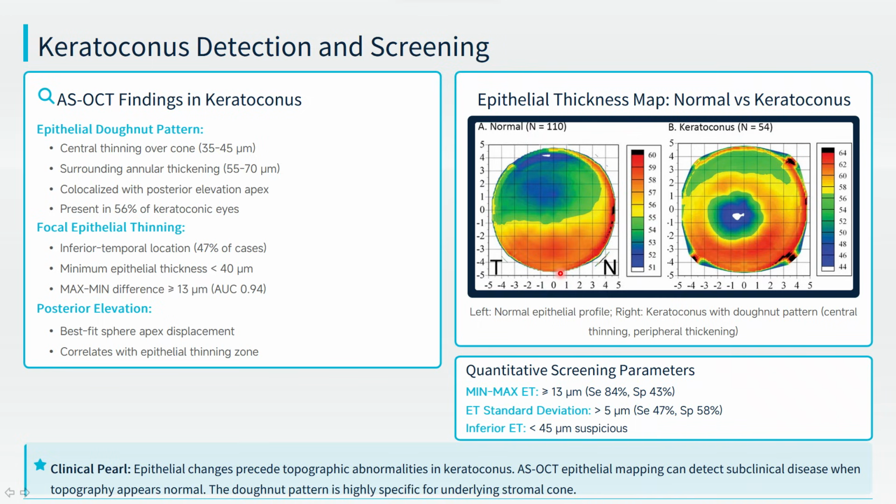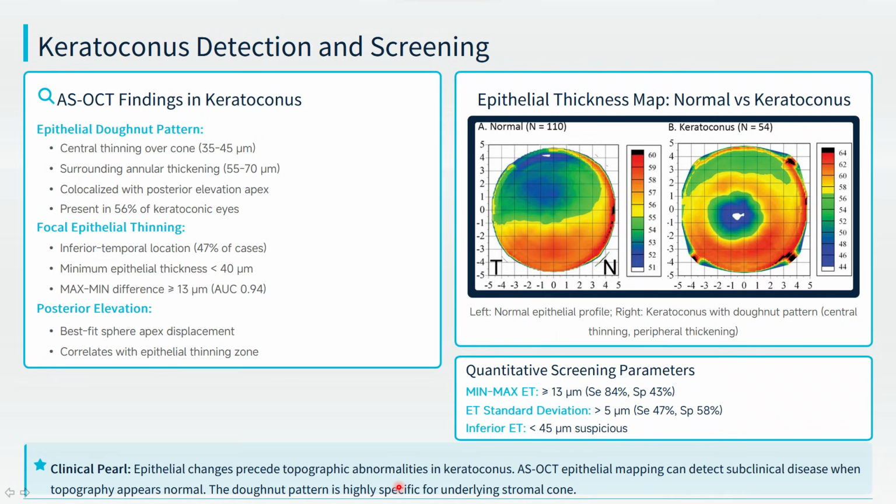However, in cases of very early keratoconus, there is the typical donut pattern, with central apical thinning of the corneal epithelium over the apex, surrounded by an annular zone of thickening. They named it the donut pattern, and it is typical for cases of keratoconus.